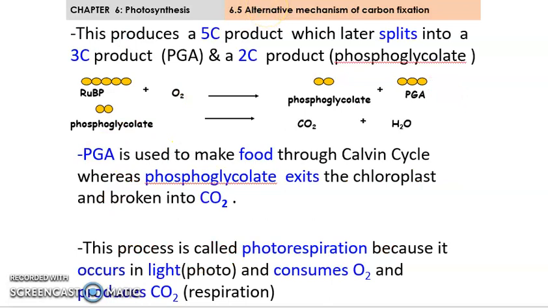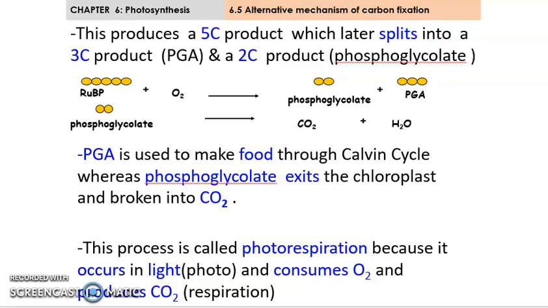This produces a 5 carbon product, as we said earlier. Why? Because RuBP is a molecule that has 5 carbons. When it is fixed to oxygen, it will also produce a molecule that has 5 carbons. Then what happens to this 5 carbon molecule? It is split into a 3 carbon product, which we call 3-phosphoglycerate, and a 2 carbon product, which is phosphoglycolate. So this is based on the diagram.